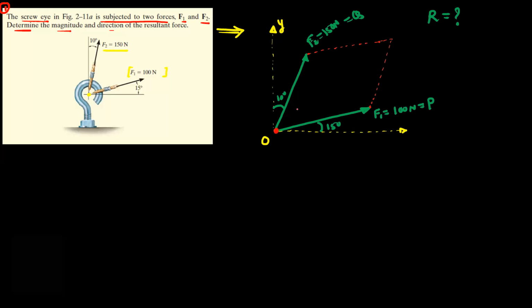Now this diagonal is nothing but the resultant value. Okay. So the total angle between the two forces, this angle is taken as alpha. From this diagram, what is alpha? So alpha is equal to, this total angle is 90 degree minus 15 degree minus 10 degree. So it is 90 minus 25. So this is 65 degree. So this is your angle alpha.